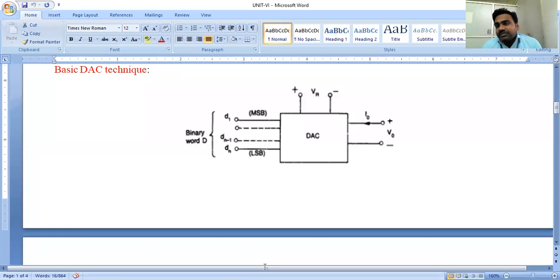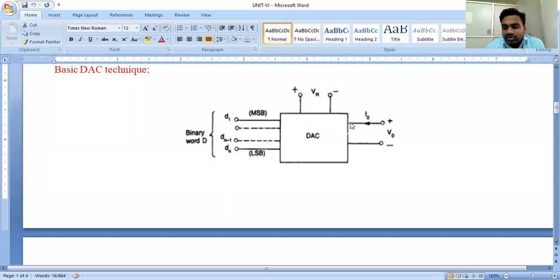The binary digital code or binary digital pulse is given as input, with the MSB, most significant bit, and the LSB, least significant bit. Most of you are familiar with this type of digital electronic language; we studied it in digital logic design and digital electronics. That binary digital signal in the form of most significant bit d1, d2, d3, up to dn minus 1, dn least significant bit, with the help of the reference pulse we are converting into an output.